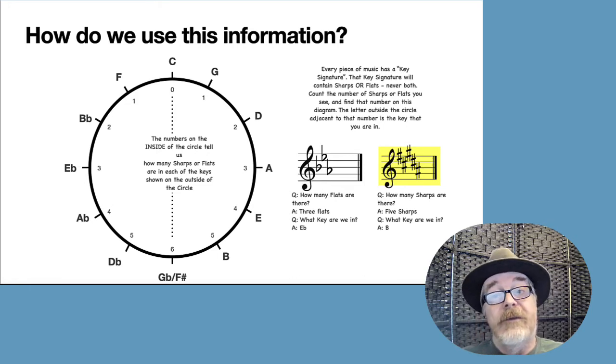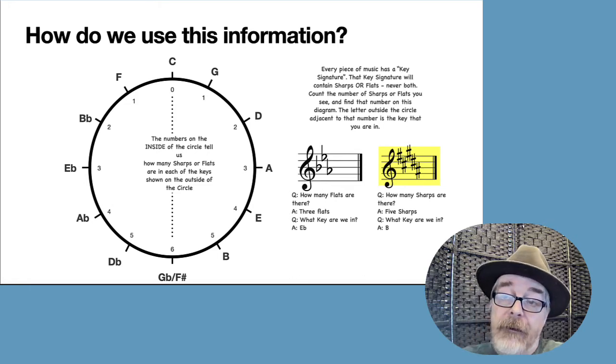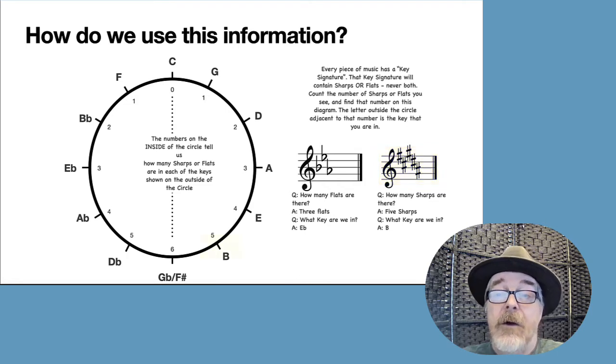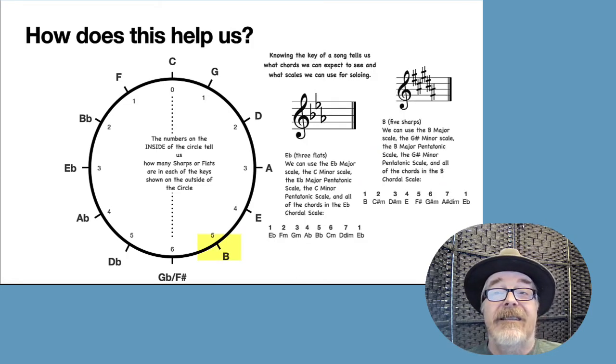Well, go to the sharp side of this diagram, find the number 5. And what's the letter next to it? B. We are in the key of B. Now, what does that tell us?